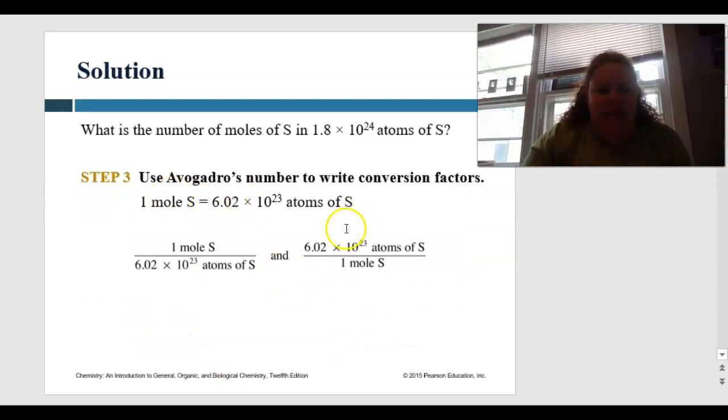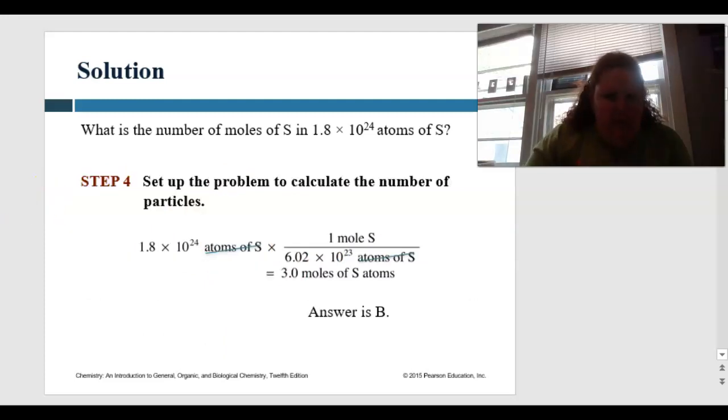So again, let's set this up, figuring out which one we want on the top. So what we're going to end up doing is we're going to have 1.8 times 10 to the 24th atoms of sulfur, and then Avogadro's number on the bottom, and then those would cancel out, and that would be 1 mole. So you'd end up having 1.8 times 10 to the 24th times 1 divided by 6.02 times 10 to the 23, and that ends up giving you 3 moles of sulfur atoms. So the answer is B.